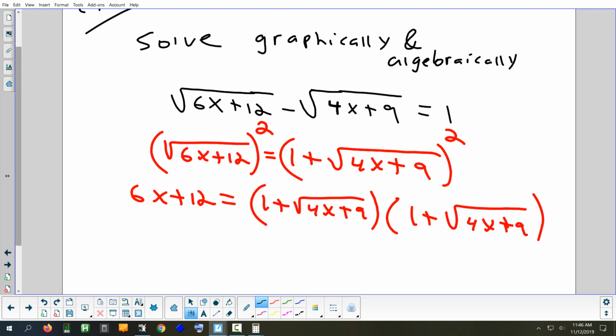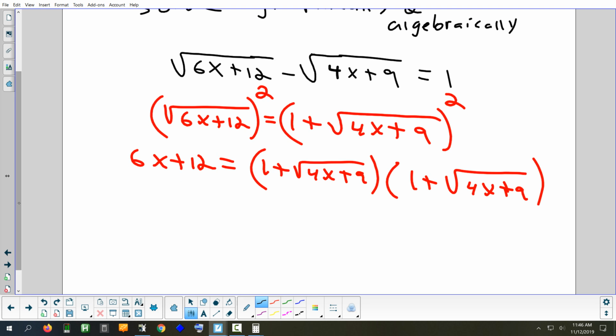What's the name for how you do that? FOIL. You have to FOIL. That's what makes it a little bit of a pain, but this is the worst step. After this step, it gets easier. 6x plus 12. Okay. Jared said FOIL, so multiply the first. Eric, what's 1 times 1? 1. So that part's not bad.